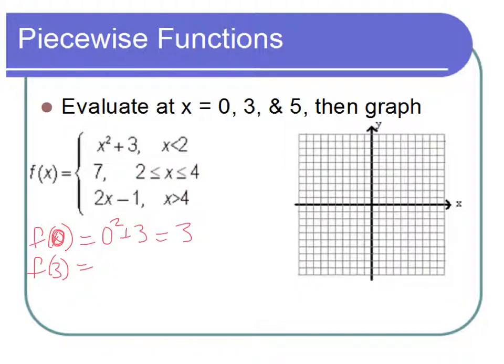So with this function, this is kind of weird. It says f of x is equal to 7. So no matter what x equals, as long as it's in this range, your y is 7. So I guess this is going to equal 7.